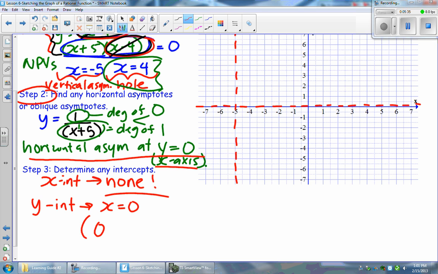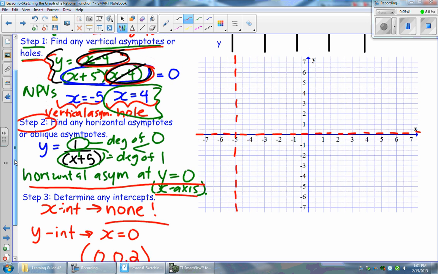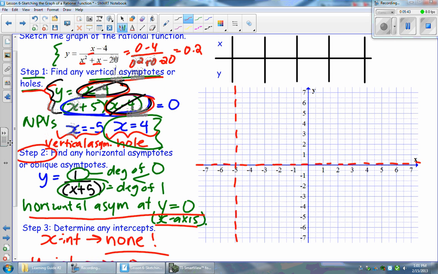So I'll write that down here. Y-intercept at 0.2. Okay? So now you want to actually plot that point. So find 0, 0.2. And it's actually really close to the origin. So we're just going to put it right there in black. Okay, so we know the graph is going to go through that point. There's no doubt about it.